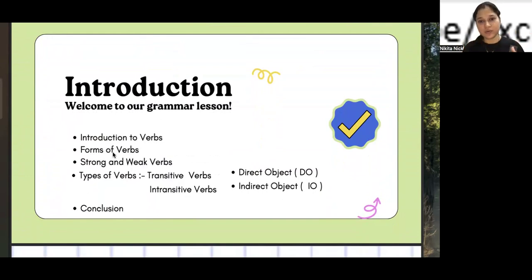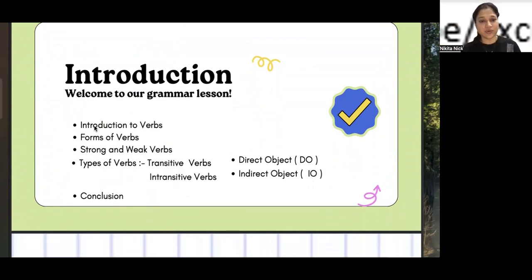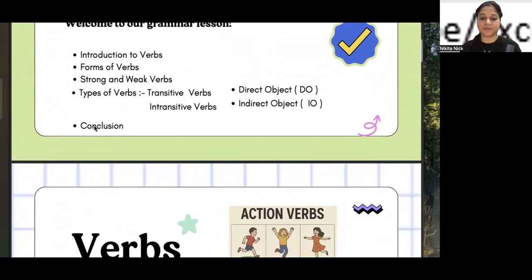Today, we are going to learn about verbs, introduction, forms of verbs, strong and weak verbs. Then there will be some types of verbs like transitive verbs, intransitive verbs, and two types of objects, that is direct objects and indirect objects. Okay, good to go. So this is going to be our learning goal: verbs, forms of verbs, weak and strong verbs, transitive and intransitive, direct and indirect objects.